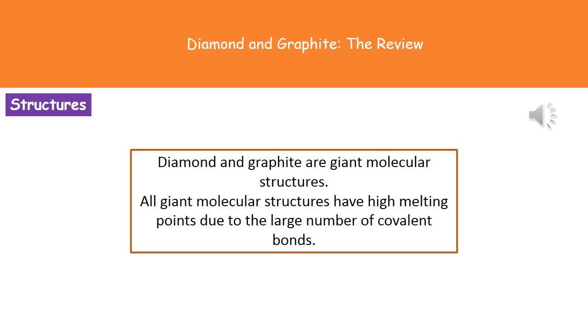So because obviously it has the same structure as our diamond and graphite, it's got lots of covalent bonds in there, which means it has a high melting point.